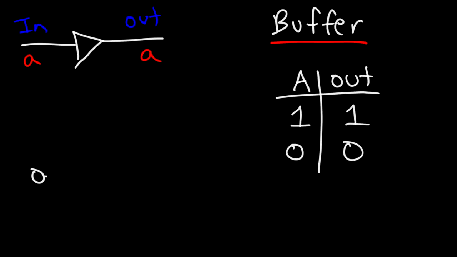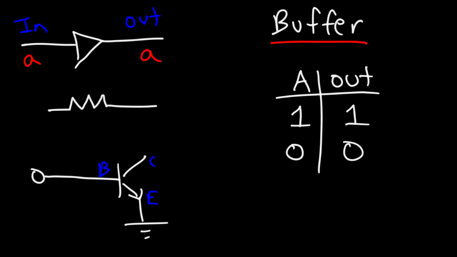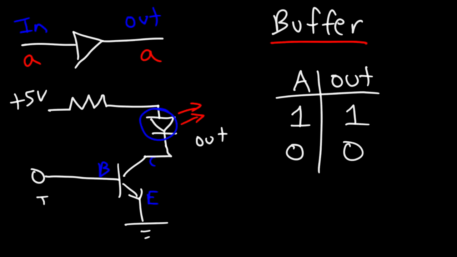Now let's draw a circuit to represent this. And the principal element of this circuit will be an NPN transistor. This is the base, this is the collector, and this is the emitter. Now we're going to connect this to a power source, and we're also going to use a light emitting diode. The light emitting diode is going to represent the output of the circuit. Now let's connect this to a voltage source. So here is the input, which we'll call input A.